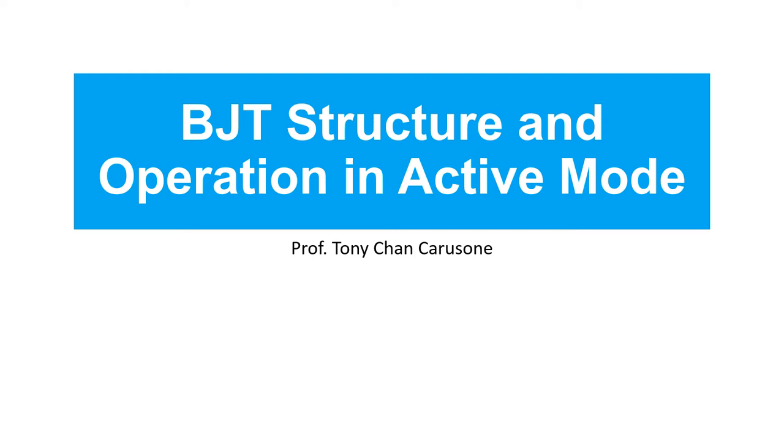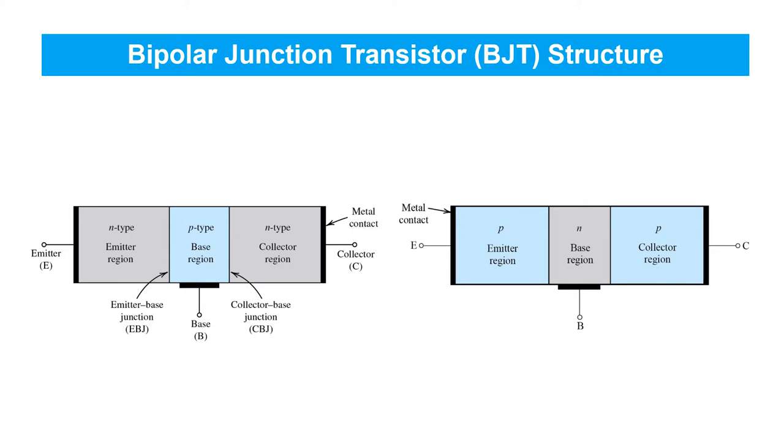In this video, we'll go over the basic structure of the bipolar junction transistor, the BJT, and its operation in active mode. The two basic types of bipolar junction transistors are shown here. As you can see, they both consist of back-to-back PN junctions.